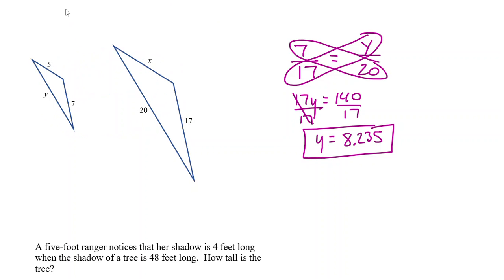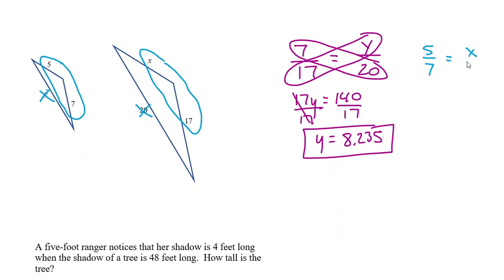Well, yeah, within the triangle. So within the triangle we already got y, we figured out y. So let's go within the triangle. We've got these two sides, 5 to 7, and then these two sides, x to 17. So we're going to say 5 to 7 equals x to 17. So the small triangle is on the left, the big triangle is on the right, the small side is on top, the bigger side is on the bottom.